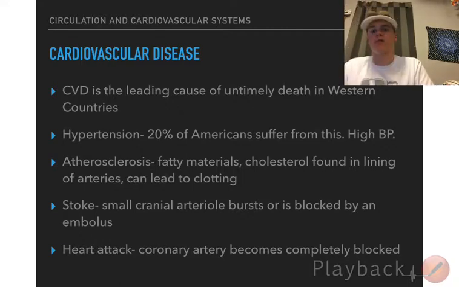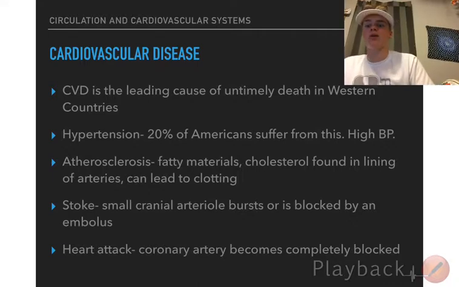Atherosclerosis, which is fatty materials and cholesterol found in the lining of arteries, can lead to clotting. Stroke is when a small cranial arteriole bursts or is blocked by an embolus. And then a heart attack is when the coronary artery becomes completely blocked.